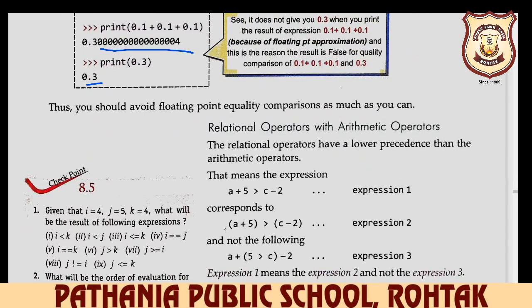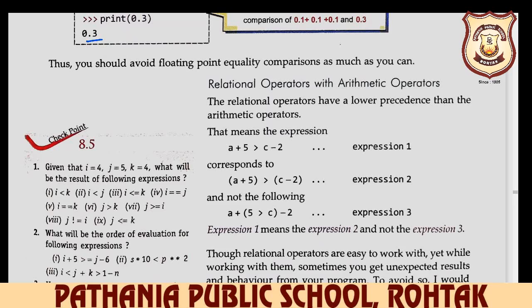Now, relational operators with arithmetic operators. The relational operator has a lower precedence than the arithmetic operator. For example, you write a plus 5 greater than c minus 2, or you can say a plus 5 greater than c minus 2, and note the following. Don't write it in this way; write a simple value or write it between brackets. Expression 1 means expression 2, and not expression 3. When you write this expression in this form, it's fine. But when you write it in this other way, it means you are getting a false value.